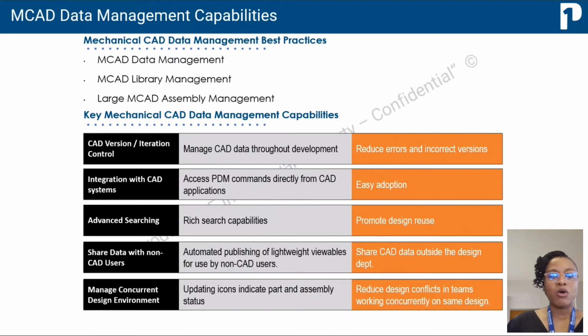What you see right now on the screen are the capabilities of how Windchill can assist the organization regarding CAD data management. One functionality that we have is CAD version or iteration control, which is used to manage CAD data throughout development. This assists in reducing errors and incorrect versions, making sure that you have access to the right and the latest version of information.